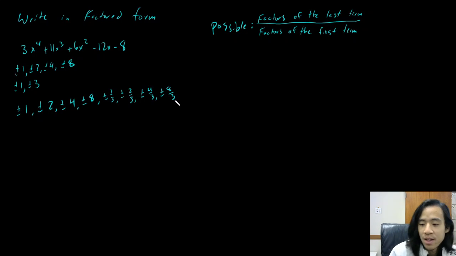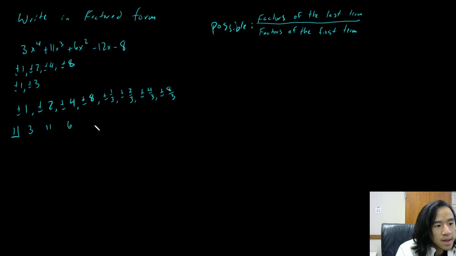So now it's time to shine. After you do this, you just have to go down the line and see which ones work and which ones don't. So that's what I'm going to do. I'm going to start off with positive 1 because that's the easiest. And you're just going to do synthetic division to see if the remainder is 0. Because remember, if the remainder is 0, then we're good.